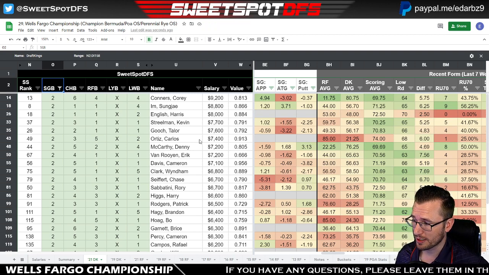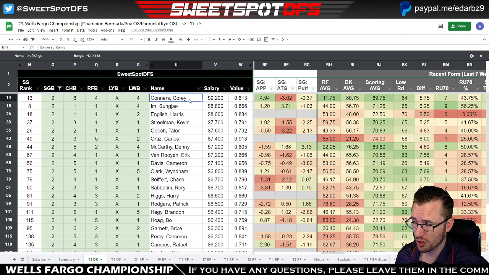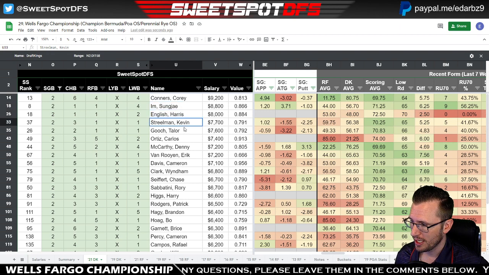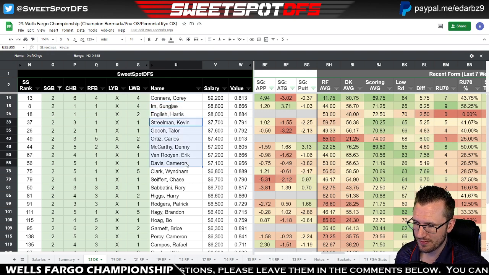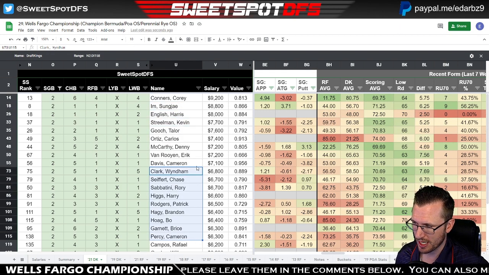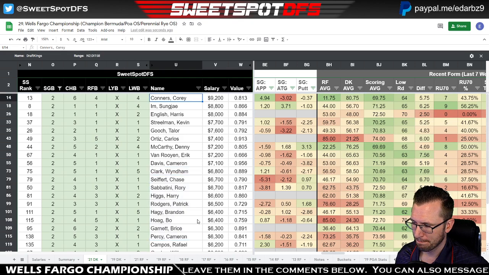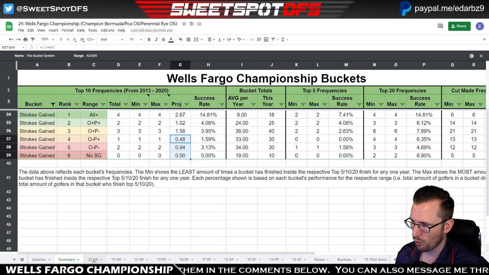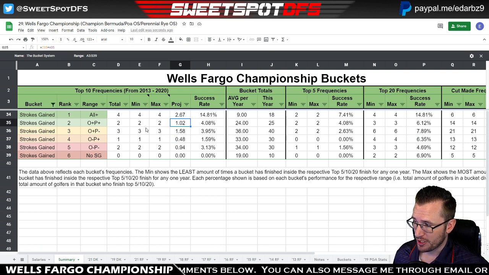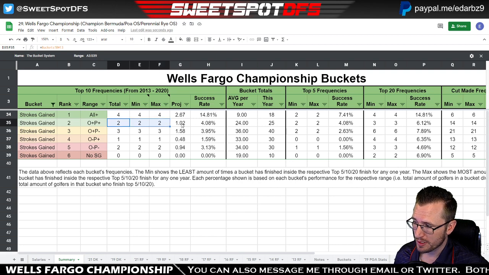Your strokes gained bucket 2 golfers. This is surprising. This is really interesting. Corey Conners is your only 9K guy. English and Im are your only 8K golfers. And then we only have 6, 7K, and it drops into the 6K range. Our summary tells us what? 1? We want to select 1 guy from here. On average, well, I mean, we've seen 2 show up inside this bucket.